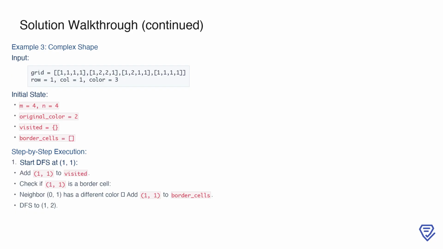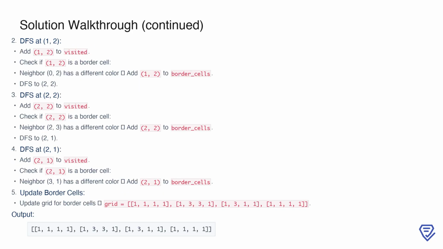At 1,2, the cell is marked as visited and is also found to be a border cell due to its neighbor, 0,2, having a different color. The DFS then continues to 2,2, progressing further along the connected component. At 2,2, the cell is marked as visited and checked for border status. A neighbor, 2,3, has a different color, so 2,2 is classified as a border cell and added to border_cells. From here, DFS moves to 2,1.